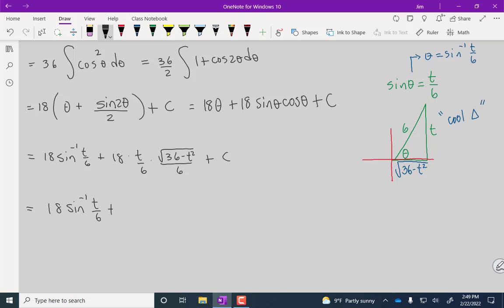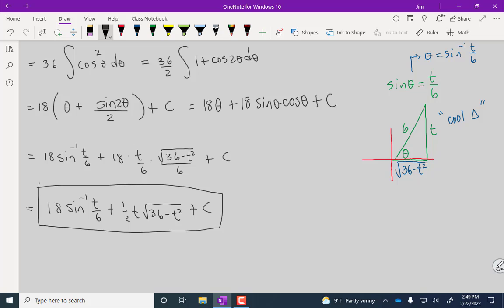A little bit of simplification. And this is the family of antiderivatives that we were looking for. That is our family of antiderivatives.